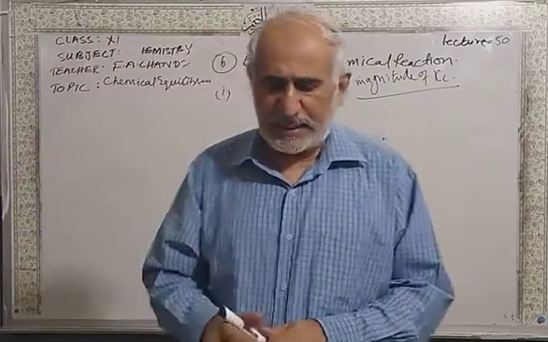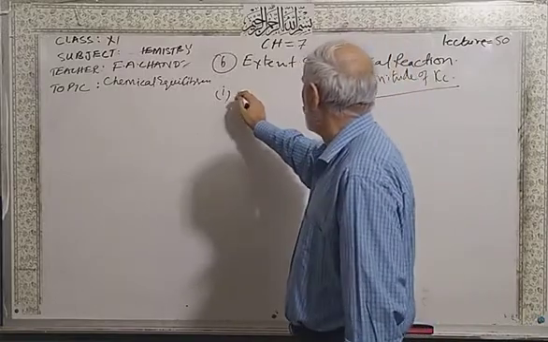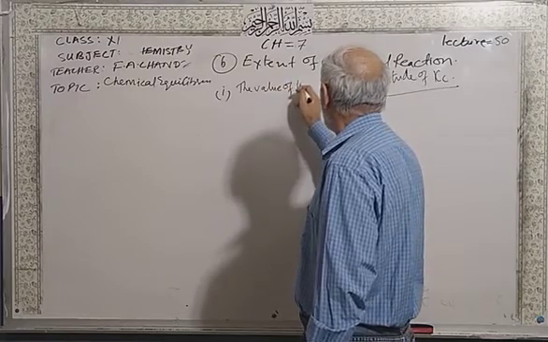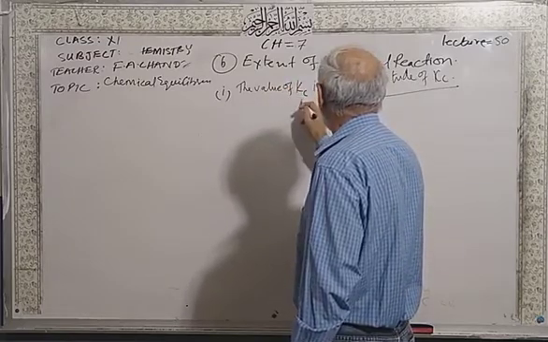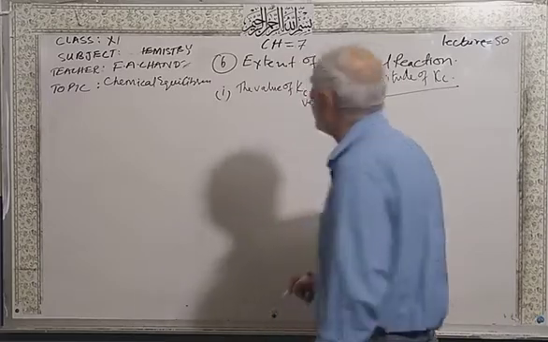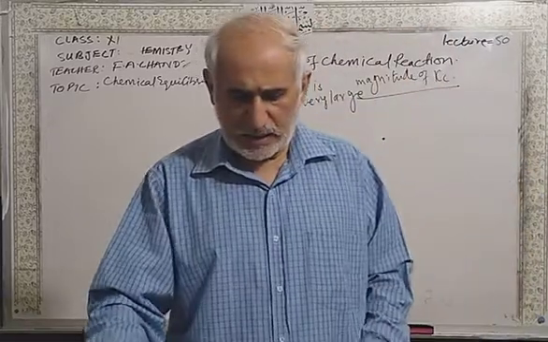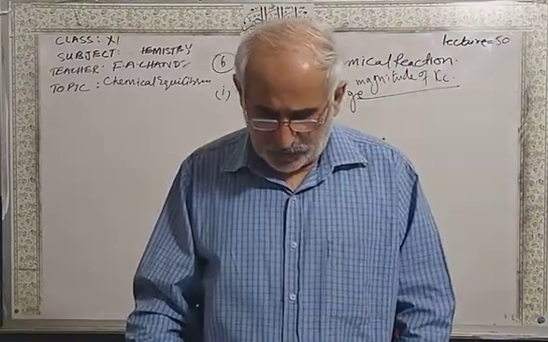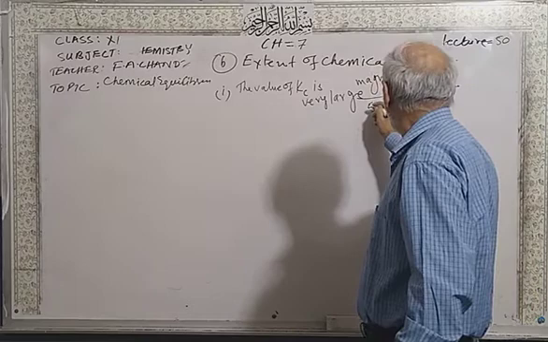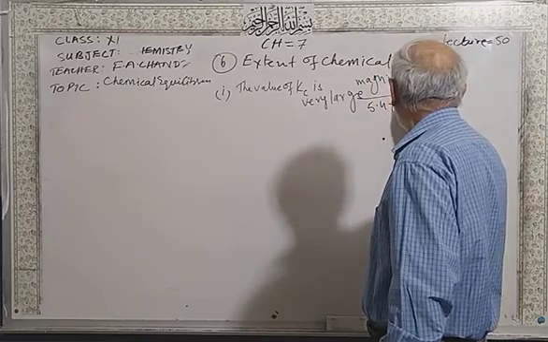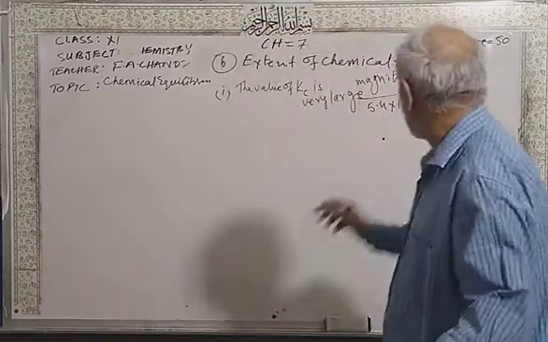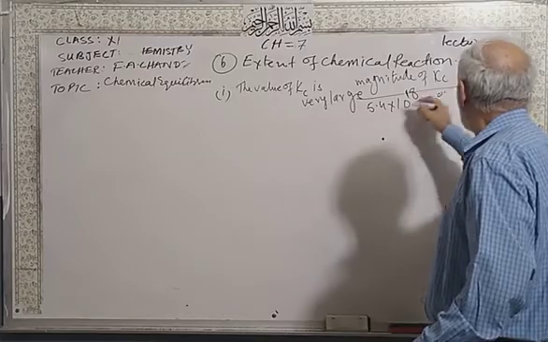If the value of Kc is very large, the value of the equilibrium constant is very large. Very large means, as given here, 5.4 into 10 raised to power 18 at 25 degrees Celsius. Very large.